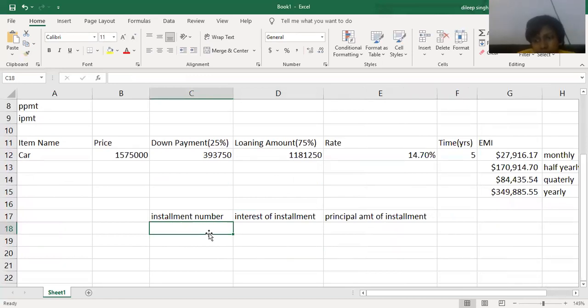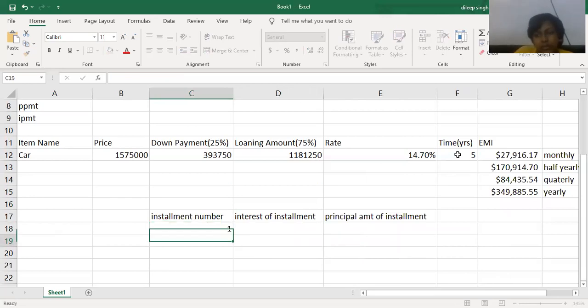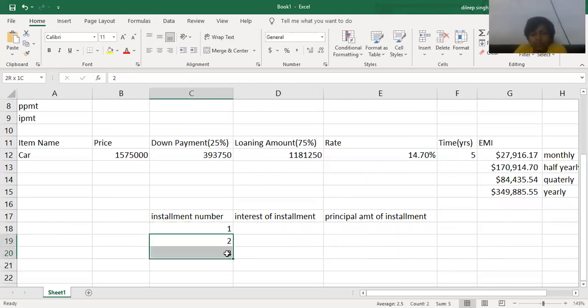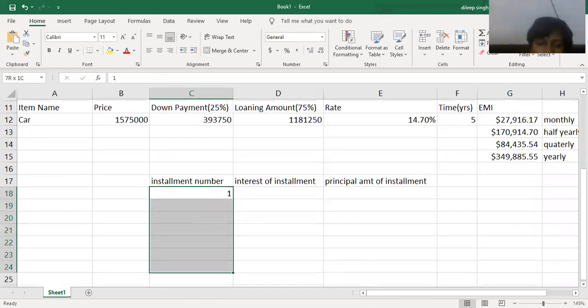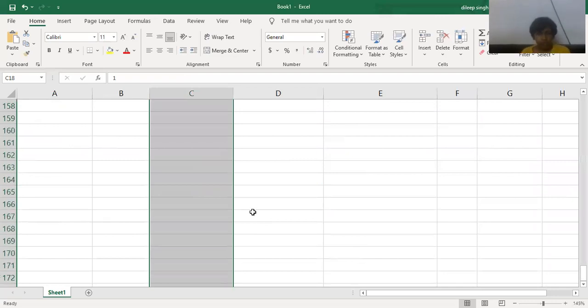Just see here. Here we have 5 years, so there are 60 installments, because we just multiplied 12 into 5. Whenever we multiply 12 into 5, you will get 60. Clear? So we have 60 installments. We don't need to do it like this. You just drop it and select these cells like this.